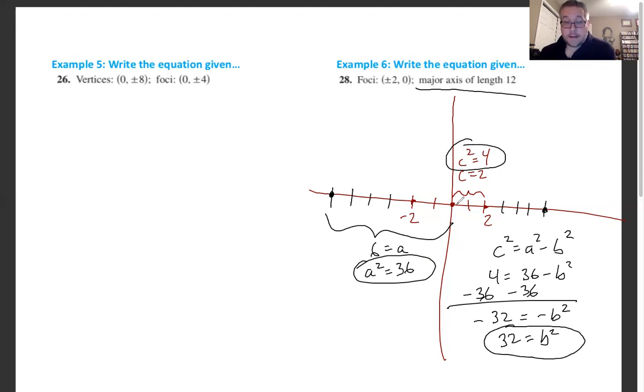So let's think about it. This ellipse is centered at the origin. So again, no shift, no h and k. Now we just need our denominators. This one is horizontal because that's the way that the major axis and the foci all align. So our A squared is horizontal, or x, so that's your 36. And the y squared, that's your B squared, which is 32. And we are done.